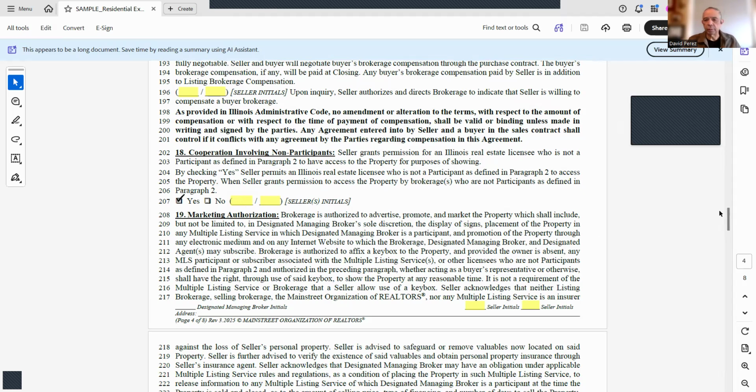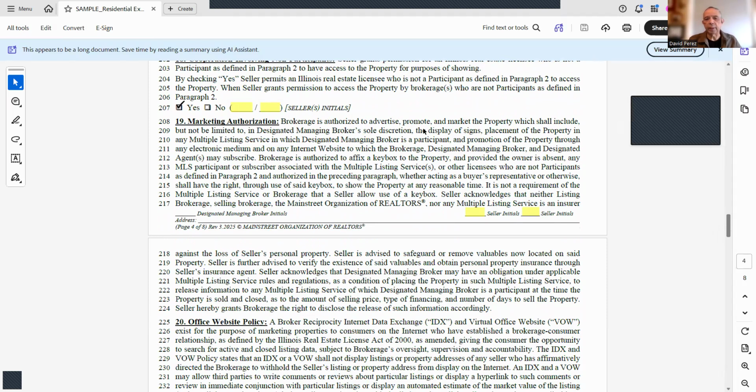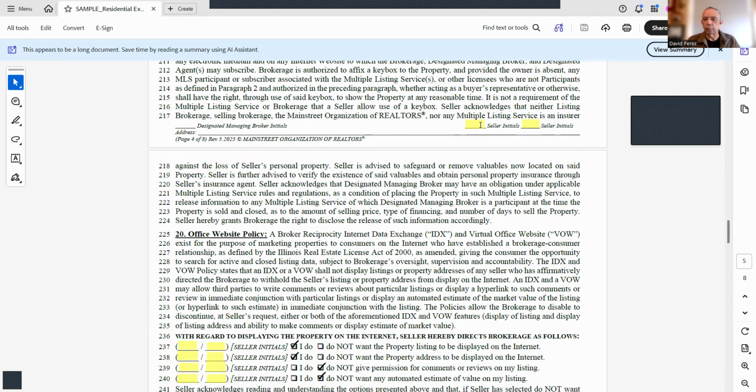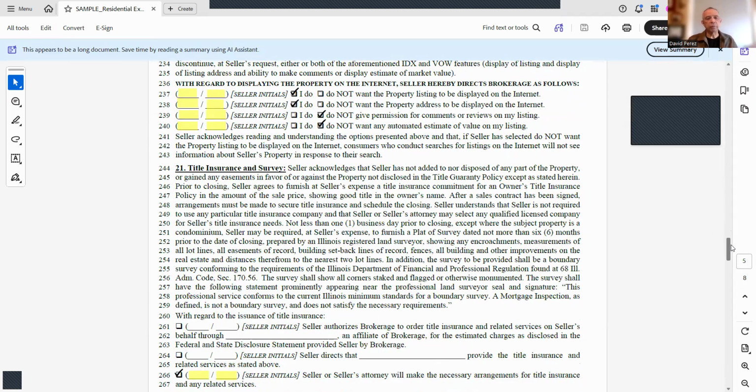Again, initial there, and we need to initial the bottom of every single page, for one seller to seller. We're almost done, folks. I know this is boring, but you can take your time and look at it, and you'll know what's coming before it gets to you.